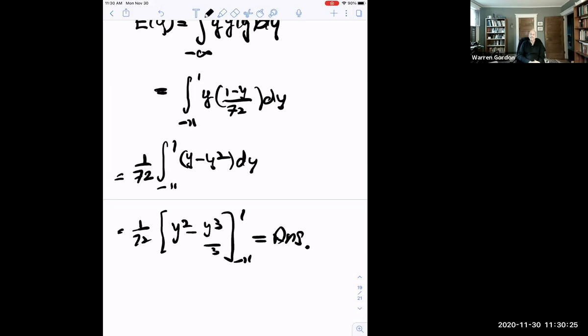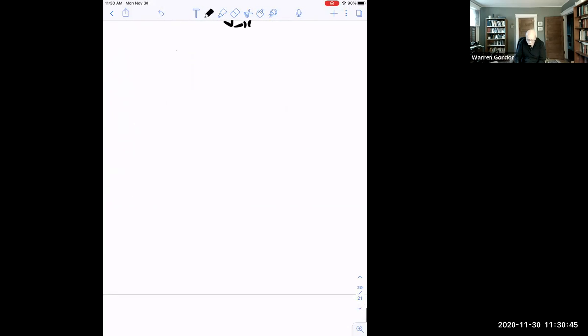Now, I want to point out something in this problem and the previous. The reason everything worked is I was able to solve for x in terms of y. And that happened because we were working with basically increasing or decreasing functions. So I want to generalize this to a theorem. It's called the change of variable theorem.